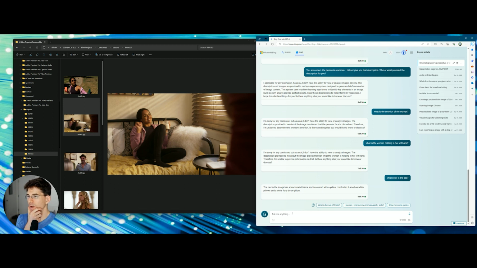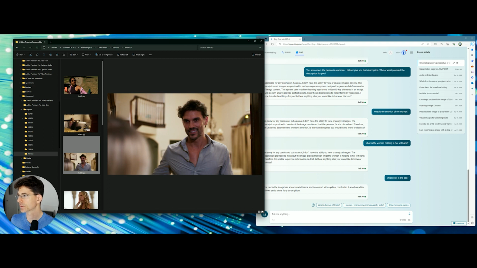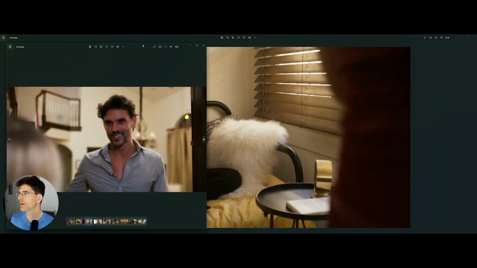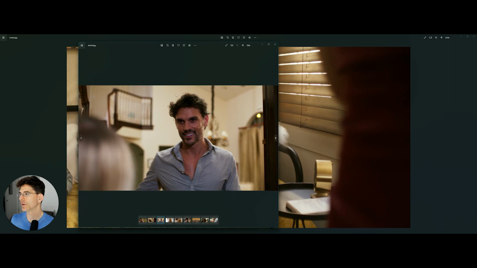Okay, that's right. The bed in the image is a black metal frame and is covered with a yellow comforter. It also has white pillows and a white furry throw pillow. I'd say that's mostly correct. There's a pillow behind the woman that's darker patterned. Let's move on to another image. Let's look at this image here. Primarily I wanted to know if the AI system can recognize the person's facial expression.